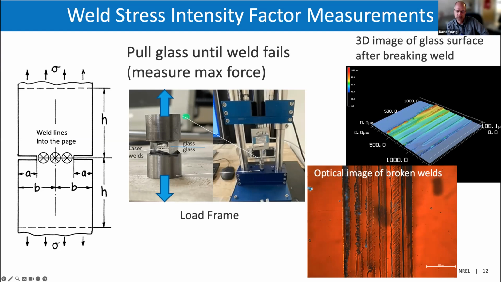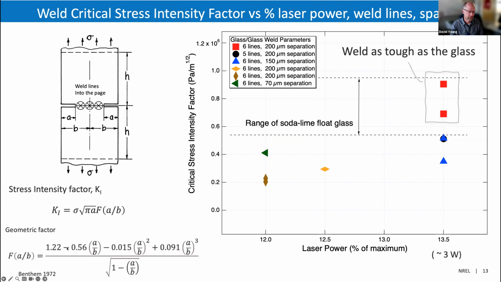So the weld was essentially tougher than the glass. So you can kind of move up and down these images and see either where the weld was tougher or the glass was tougher. So the main piece here is getting the maximum force to rip these welds apart. From there, we use that maximum force, which is a sigma in this equation, and we use the dimensions of our samples to calculate the stress intensity factor K1.